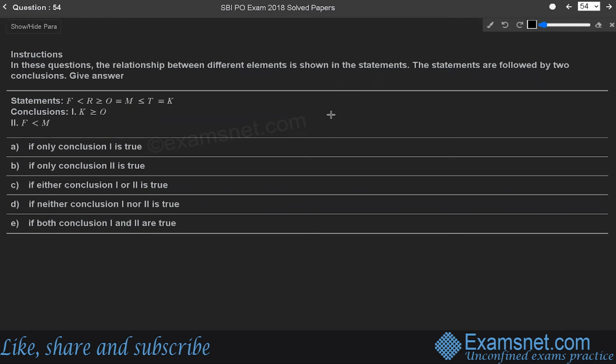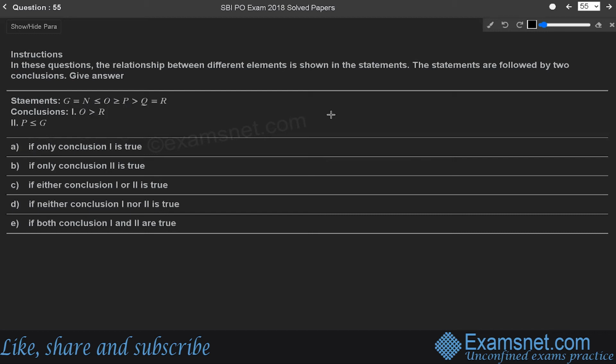Hence, we can say that conclusion first follows, and we cannot further establish a relation between F and M, even though both are known to be less than F. Then we can say that conclusion second does not follow. So, only first conclusion is true. Therefore, the correct option for this question will be option number A here.